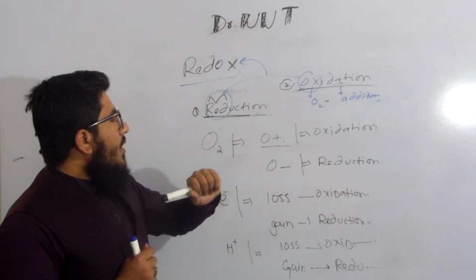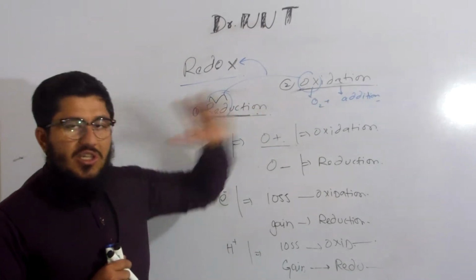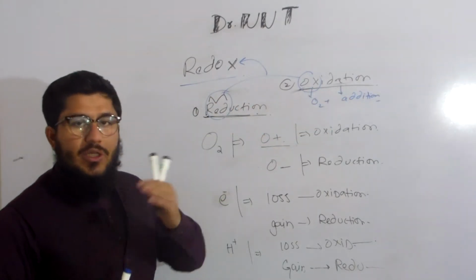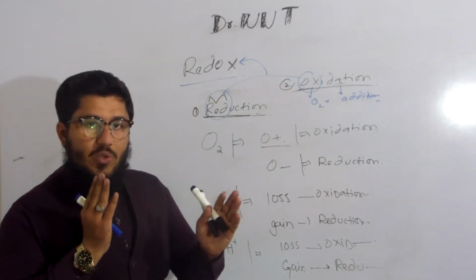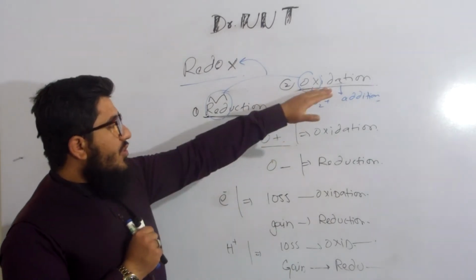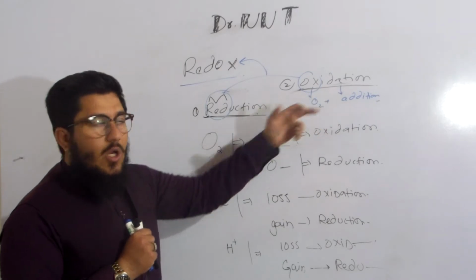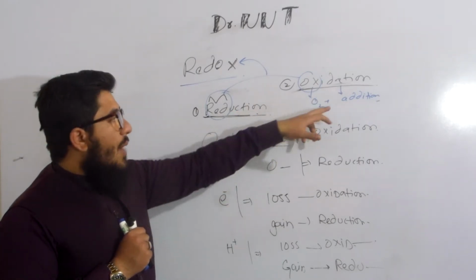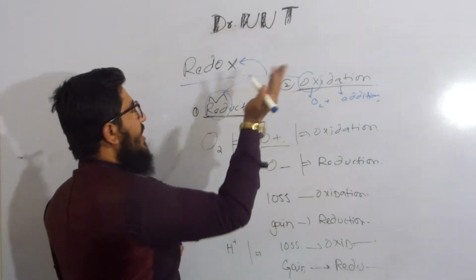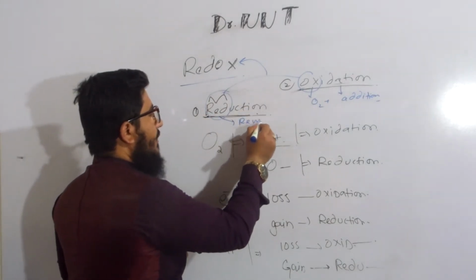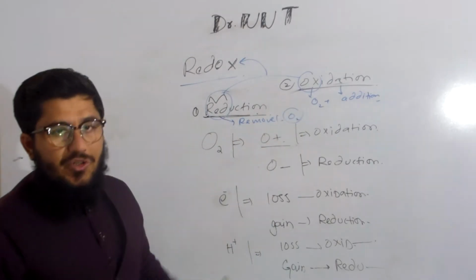And what is reduction? Just the opposite of this is reduction. Just learn oxidation; reduction is totally opposite of oxidation. So in oxidation we got the definition that the addition of oxygen is called oxidation, whereas in reduction, opposite to this, the removal of oxygen is called reduction.